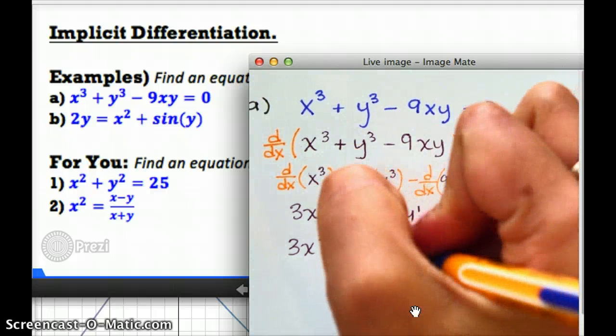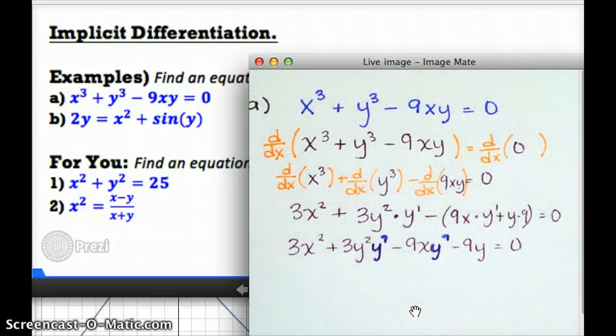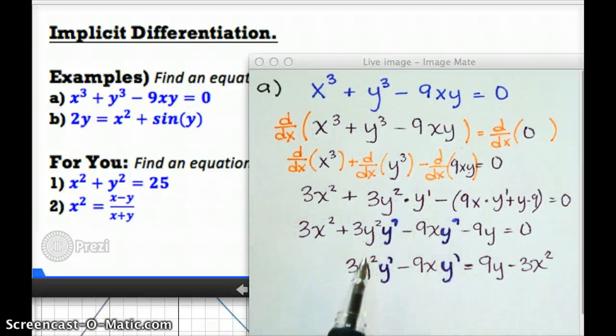So I've highlighted the y primes in blue here. In order to get them completely by themselves, we'll start by keeping any term with y prime on the left side of the equation, and we'll move any other term to the right side of the equation. Once we've done that, we're going to take out a strategic GCF, and the GCF we're going to take out is just the y prime.